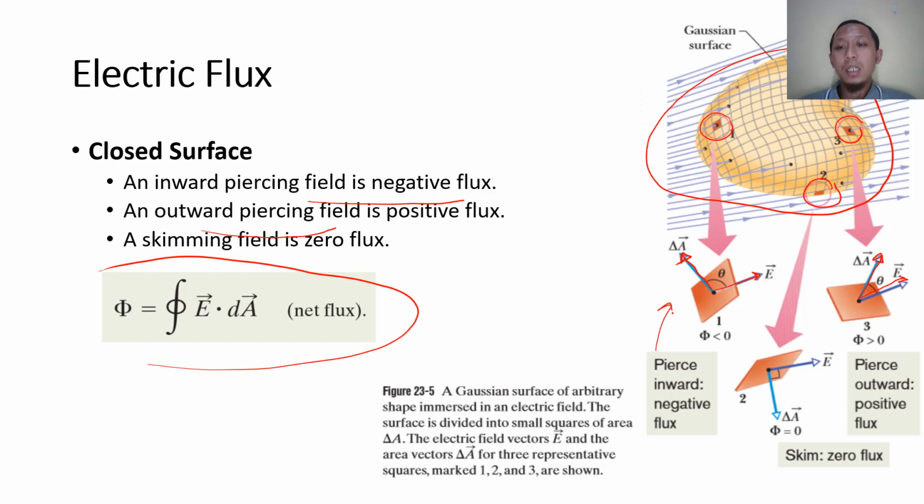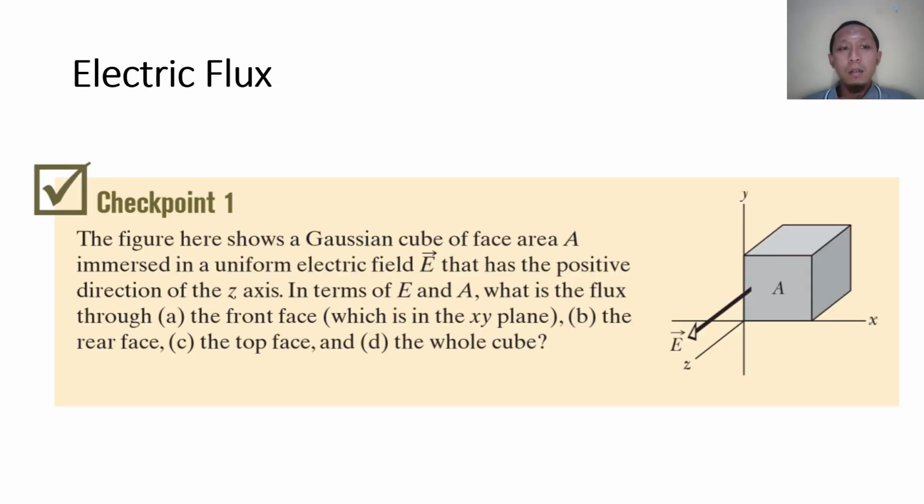But in the second case, if the angle between the E and delta A is 90 degrees, then the flux is 0. So by making a summation over the total area of this object, we can calculate the total flux.